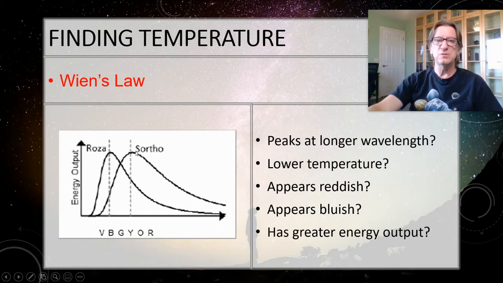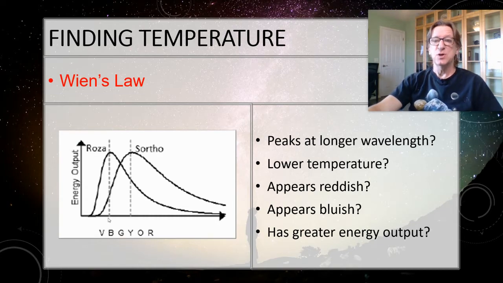If Sortho is reddish and Rosa is bluish, which one is the lower temperature? Hotter objects are bluer, cooler objects are redder. Since Sortho is redder, it must have the lower temperature. And then we said this one appears reddish, and then you see Rosa, same, still peaks in the blue like we had before, so that one appears bluish.